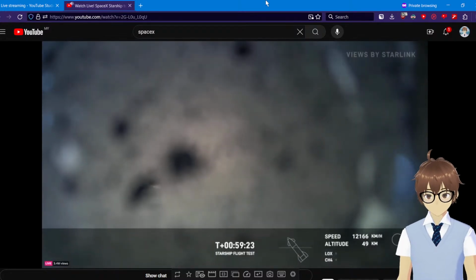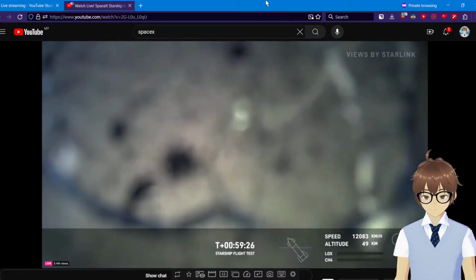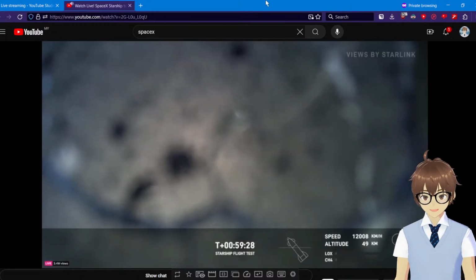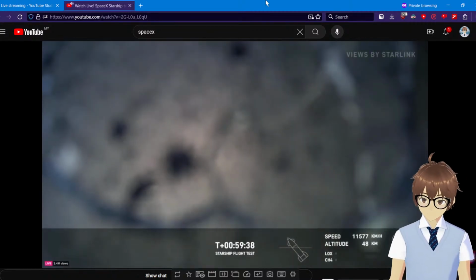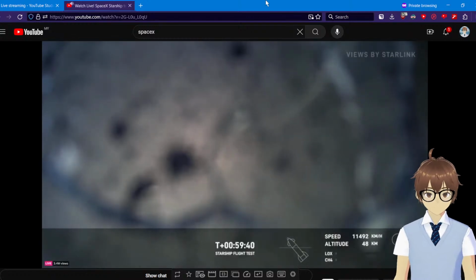The good news is we still got that camera, though it looks like that lens is cracked. Speed is around 12,000 kilometers per hour. Altitude is 49 kilometers. It's safe to say the ship's getting a little beat up, but that's to be expected on a test flight. We are still learning how to improve the ship for total survival and recovery of the high heat reentry.